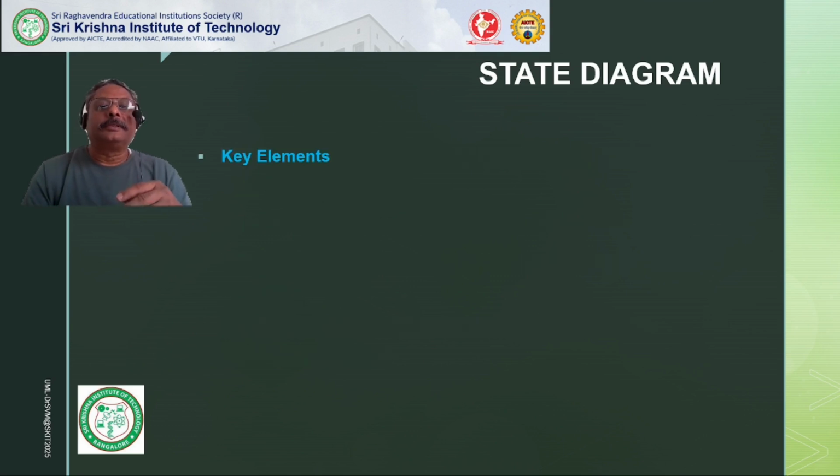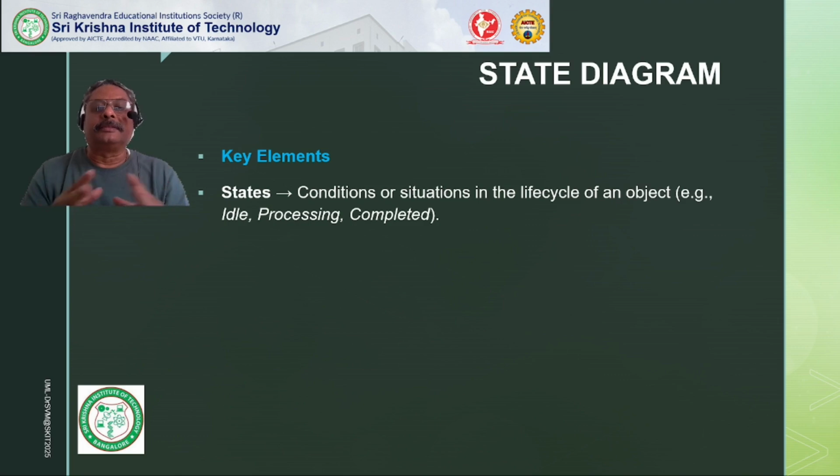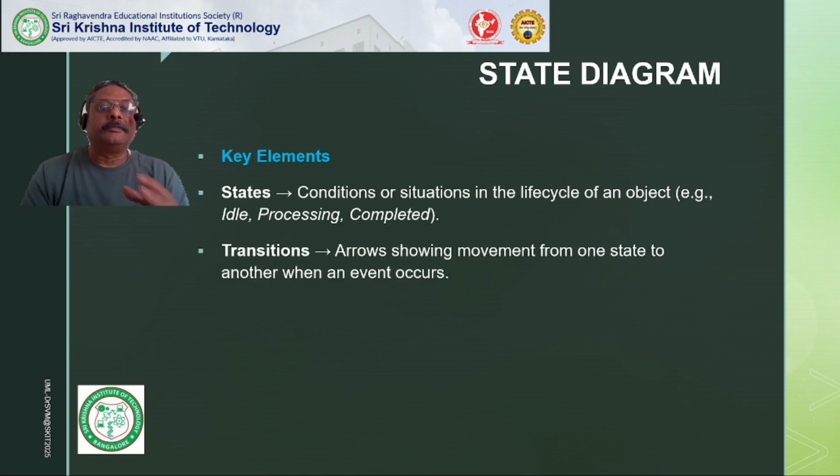The key elements in the state diagram are the states, or the conditions or situations in the life cycle of an object. That is, an object may be doing nothing, it's idle, or maybe processing something, or has completed its work, or something like that. And then we have transitions, shown by the arrows from one state to another state when some event occurs.